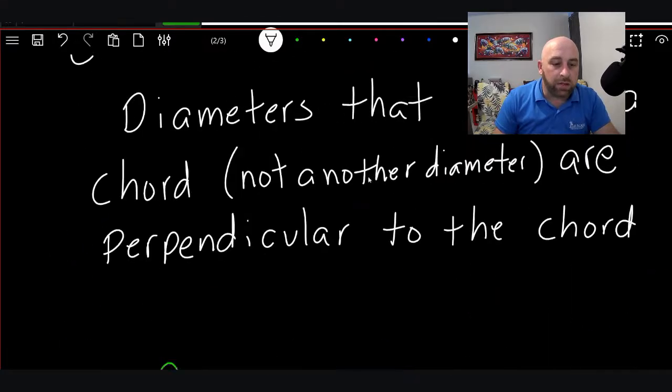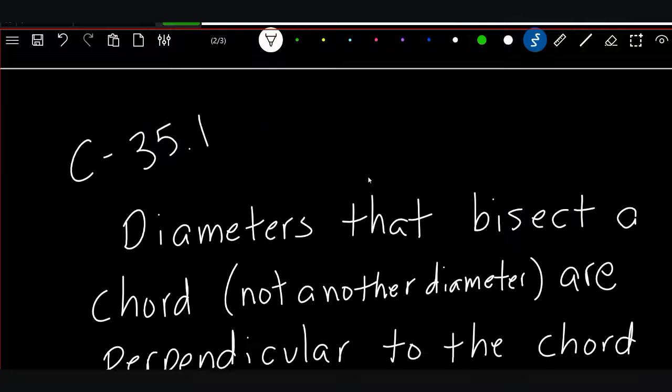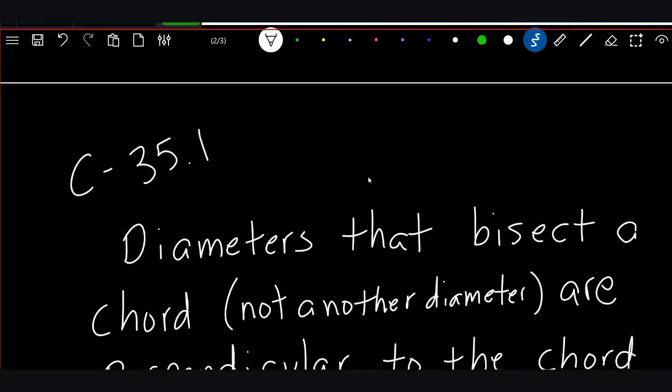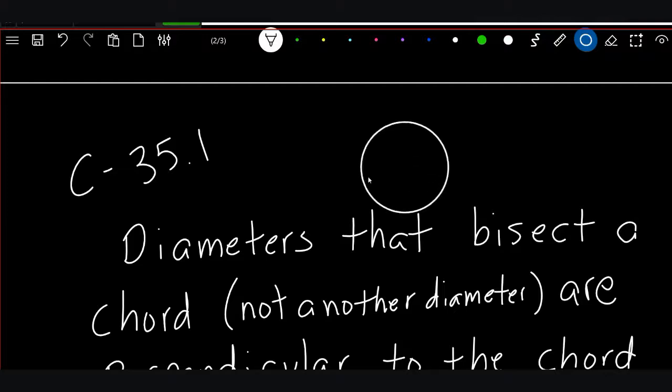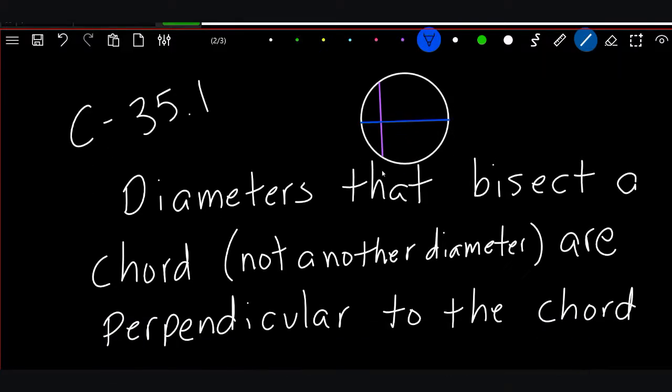What does that mean? That means that if I have a circle here, and I'll just draw a quick circle, small, and if I have a diameter that bisects a chord, so if I have a chord, put a chord here, and if I have a diameter that bisects that, what does it tell me about that? That means that it is perpendicular.